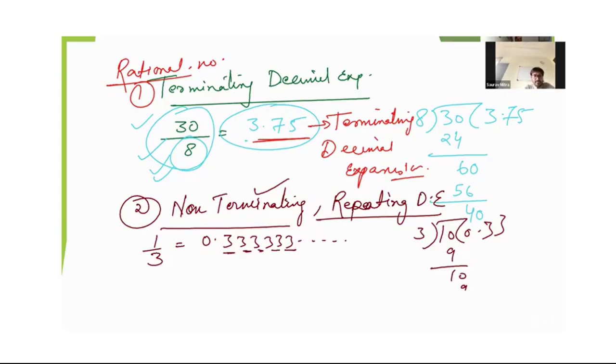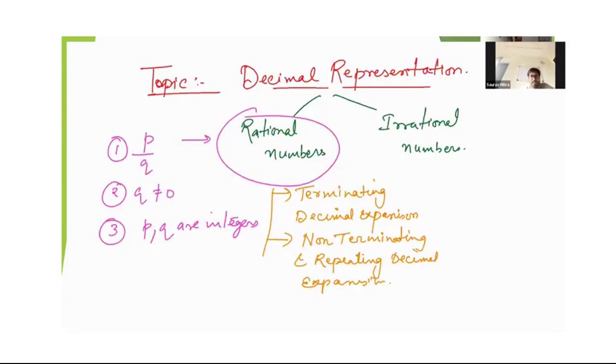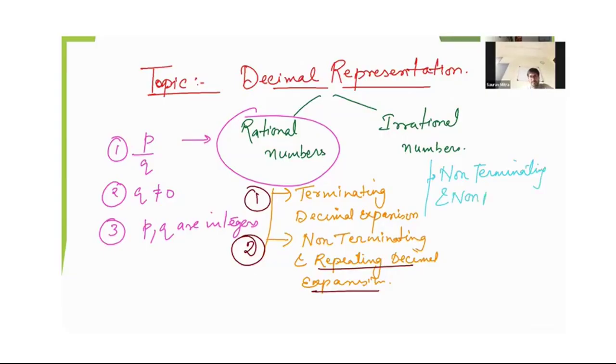Next is the decimal representation of irrational numbers. We have discussed that rational numbers possess terminating decimal expansion and non-terminating but repeating decimal expansion. What about irrational numbers? Irrational numbers possess non-terminating and non-repeating decimal expansion. They will not follow any pattern.